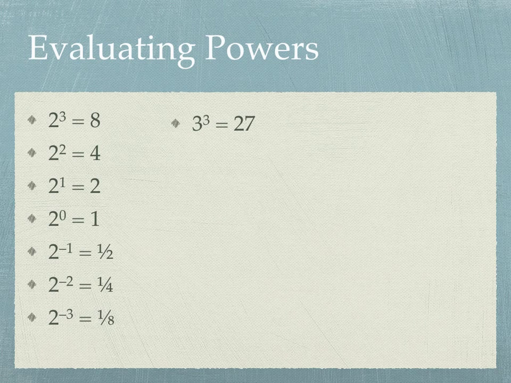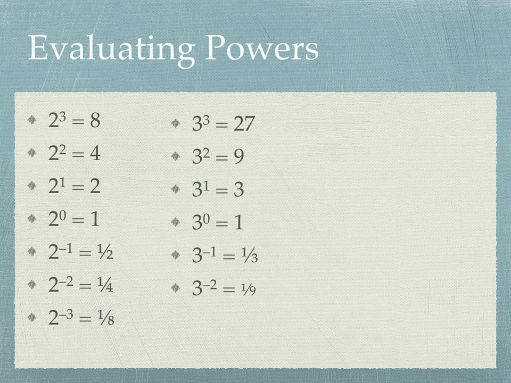Now 3 cubed is 27. 3 squared is 9. 3 to the first power is 3. So 3 to the 0 will be 1. 3 to the negative 1 is 1/3. 3 to the negative 2 is 1/9. 3 to the negative 3 power is 1/27. And we can do the same sort of thing for powers of 5, like 5 cubed.